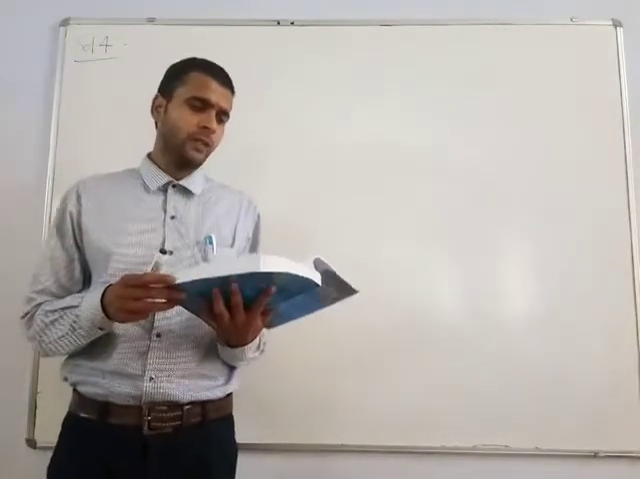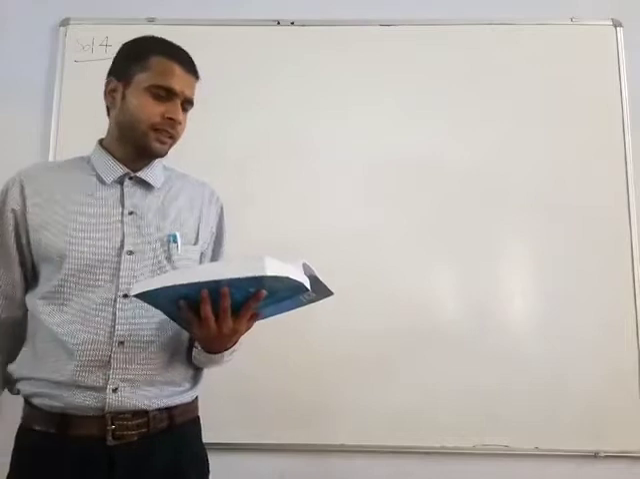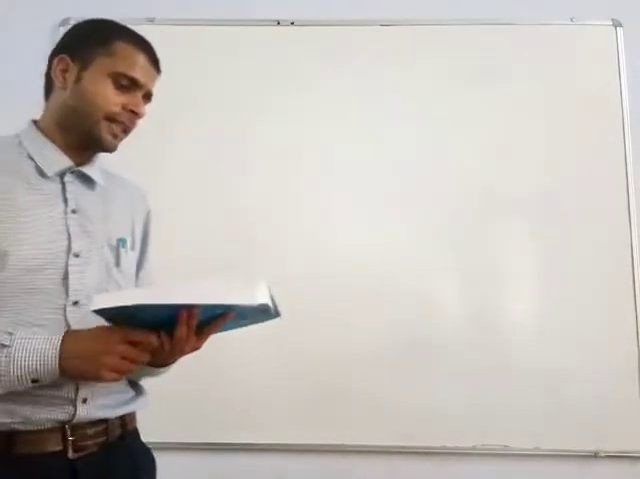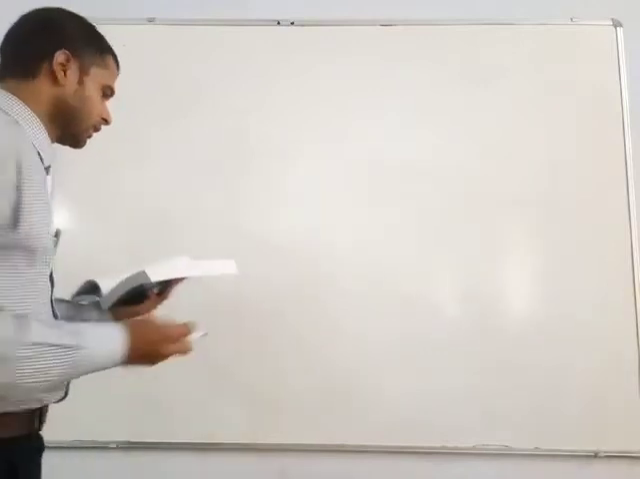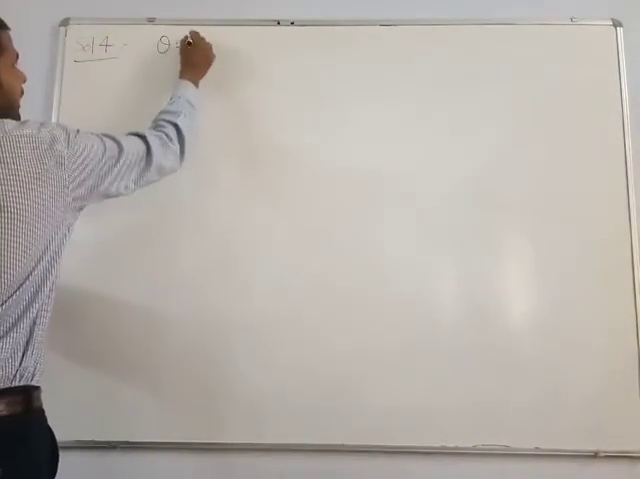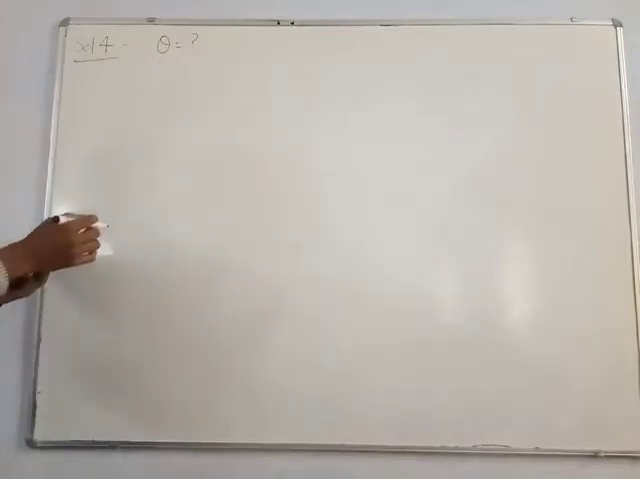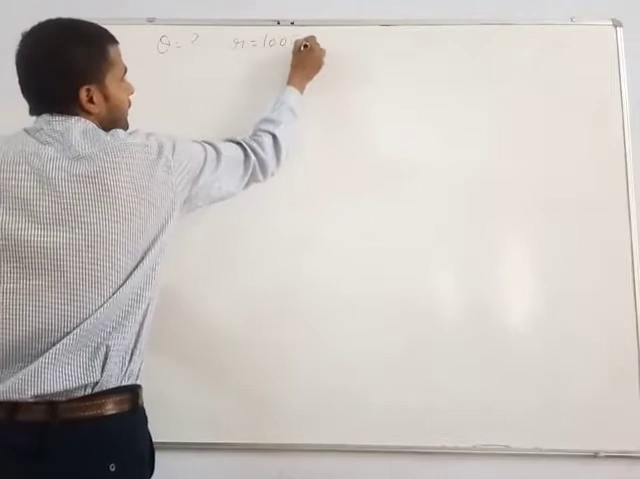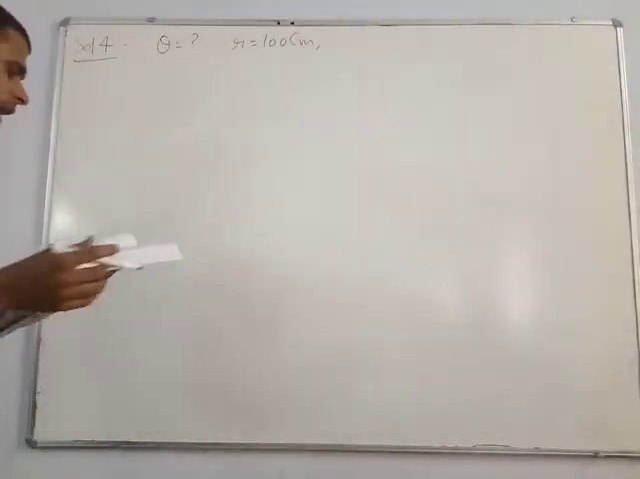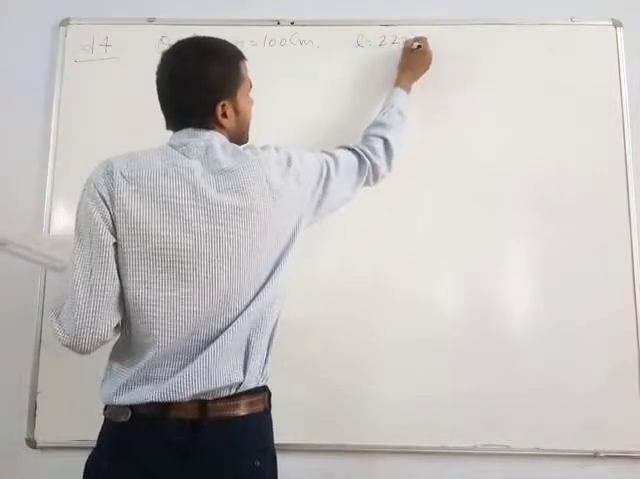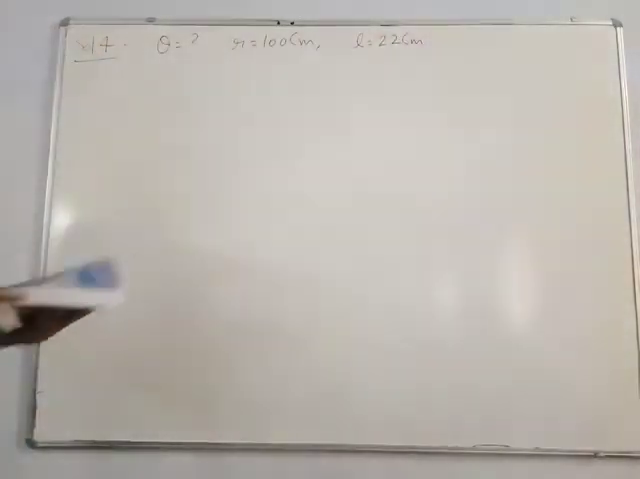In question number 4, find the degree measure of the angle subtended at the center of a circle of radius 100 cm by an arc of length 22 cm. So you have to find theta, where the radius is 100 cm and the arc length is 22 cm.